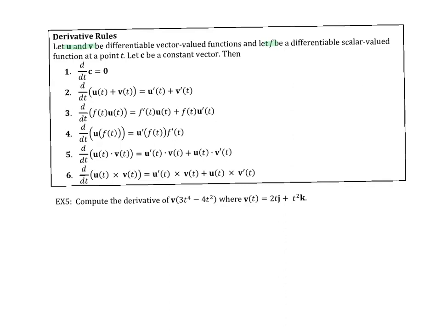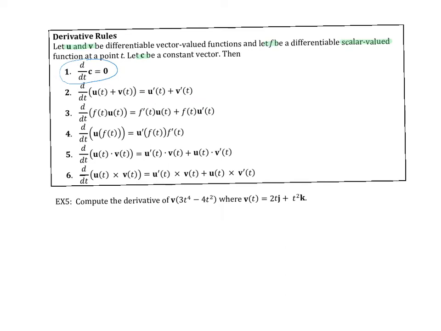Oftentimes when we talk about a real valued function, we'll just say scalar valued function, which just means it's a real function. And now we're also going to have this constant vector c. So if you take the derivative of a constant vector, this would be our property 1, you get the 0 vector.